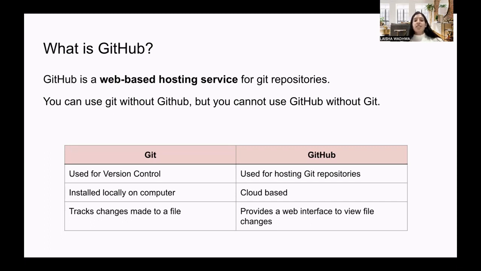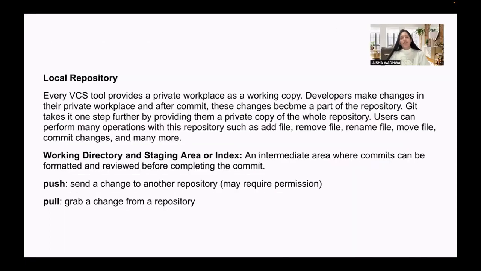So to illustrate the differences between Git and GitHub for you, Git is used for version control, whereas GitHub is basically used for hosting all of those Git repositories. Git is locally installed on your computer. GitHub is cloud-based. Git tracks changes that are made to the files, whereas GitHub provides you a web interface where you can view all those changes. Now that we've understood the differences between Git and GitHub and where exactly to use what, let's first understand some terms and terminologies that are associated for us to use Git properly.